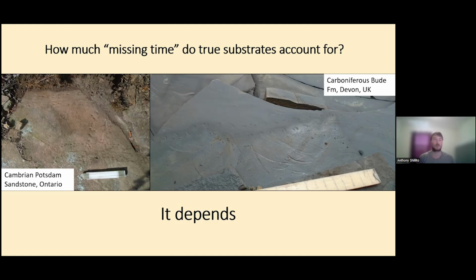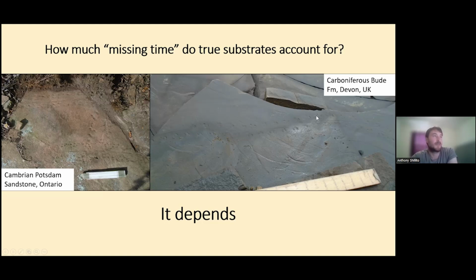Where within a broader depositional system this true substrate was, what the environment was. And often we're not going to be able to know exactly how long it was, but we're going to be able to get ballpark figures. And here we have just a couple of examples from Cambrian Potsdam Sandstone, Ontario. These are thought to be some of the first subaerial animal tracks. And we have this from the Carboniferous Bude Formation in the UK, which are thought to be some deep lacustrine deposits, where again you have arthropod tracks, and you also have some Undichna fish traces.